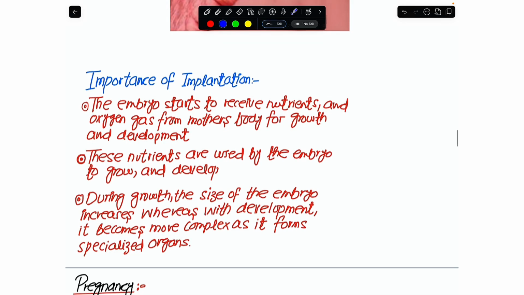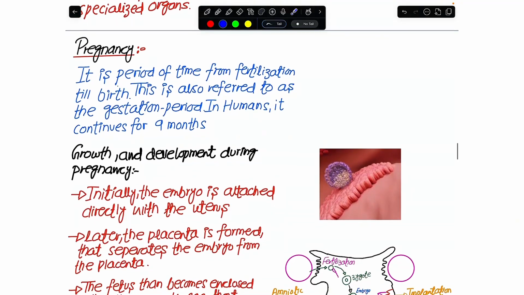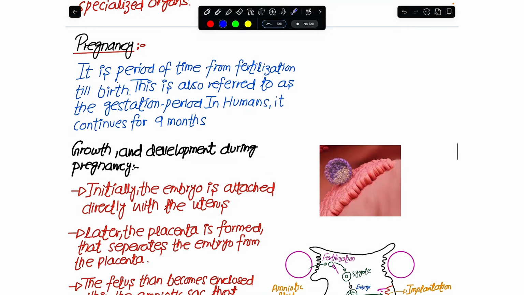Since the female individual following implantation has become pregnant, we must see what this pregnancy actually is. What we regard in the case of the human being is that this is the period of time that we count from the fertilization that happens in the oviduct until when the fetus is born. And the other name that we give to the pregnancy is the gestation period.